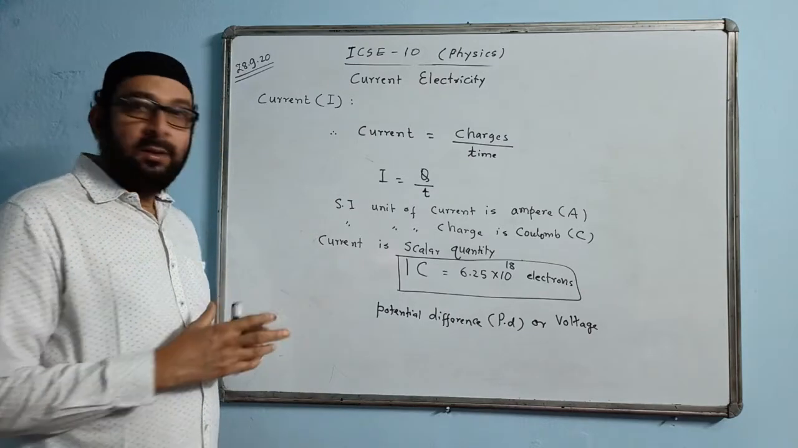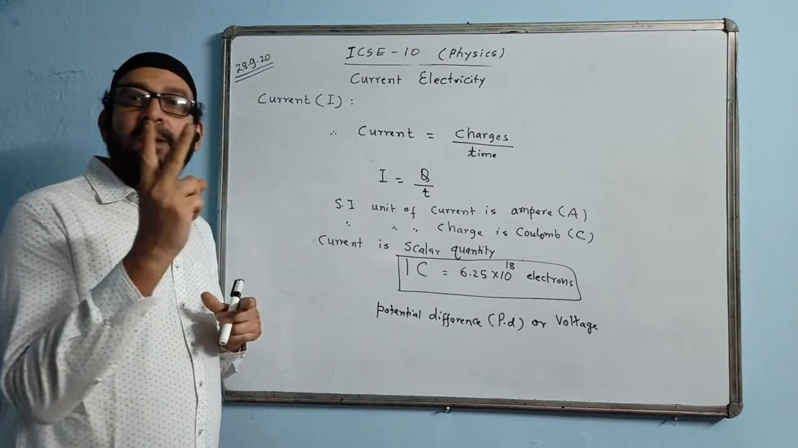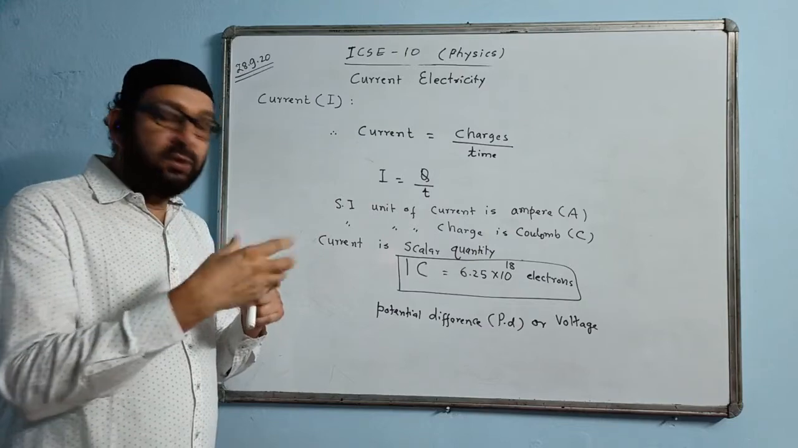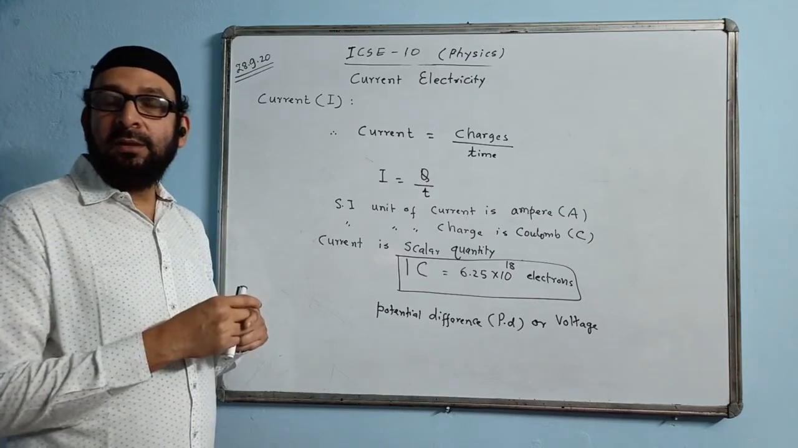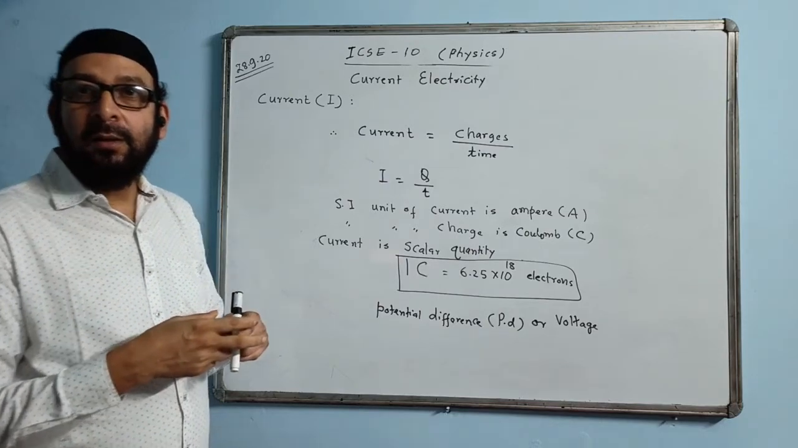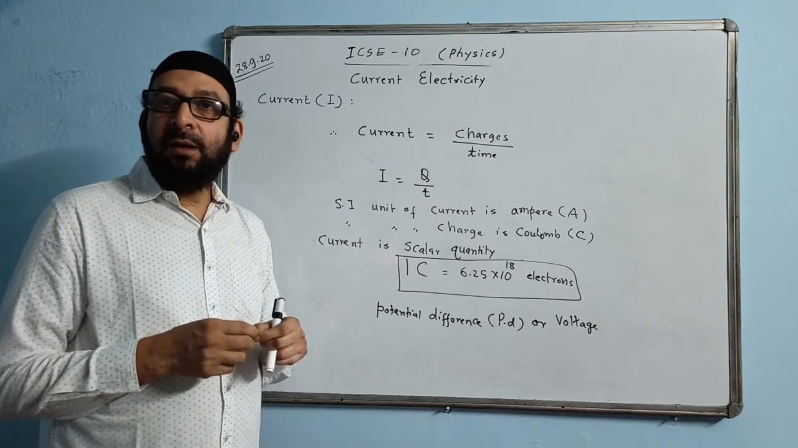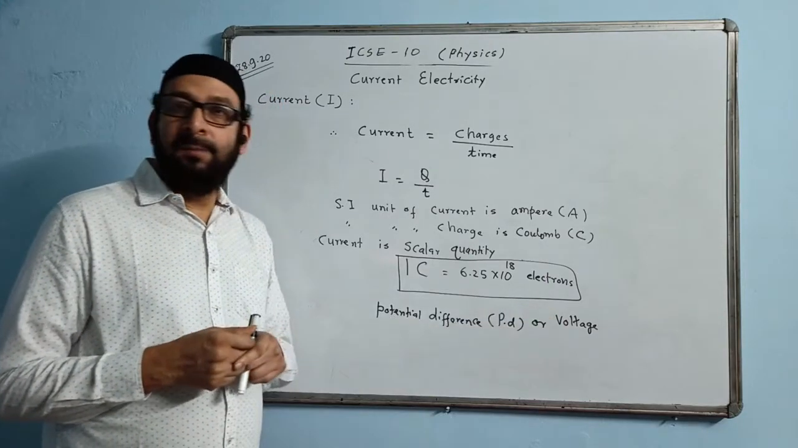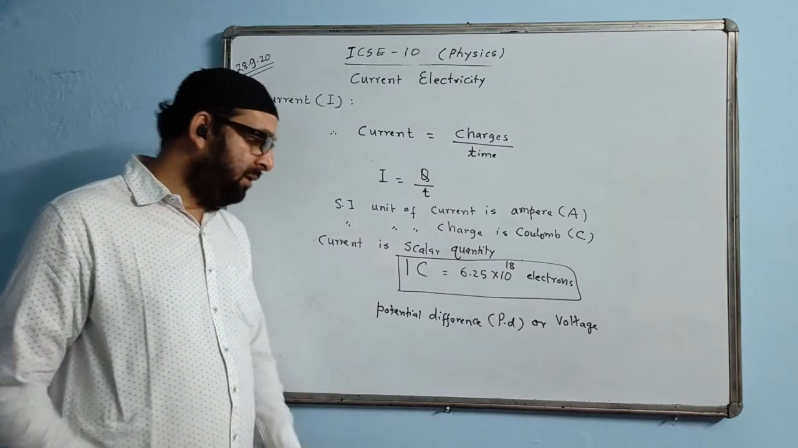No voltage, no current. If the question asks what the necessary conditions for the flow of current in a conductor are, we mention two. First, there must be free electrons in the conductor; electrons must be free to move. Second, there must be a potential difference or voltage between the ends of the conductor.